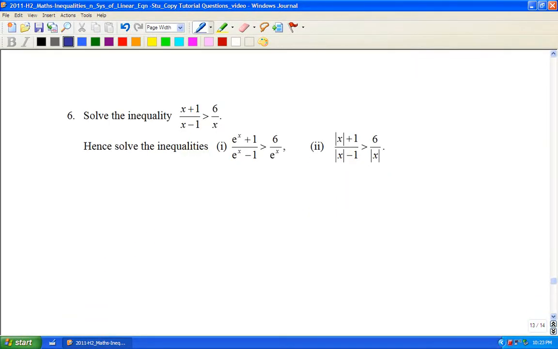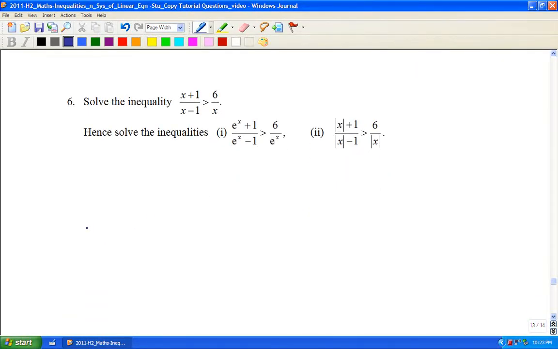Alright, now for tutorial question 6, to solve the first inequality, (x+1)/(x-1) is greater than 6/x. So what we'll do now is to subtract 6/x from both sides of the inequality. Please do not cross multiply, because we are looking at inequalities and we do not know for sure the sign of the denominators for each expression.